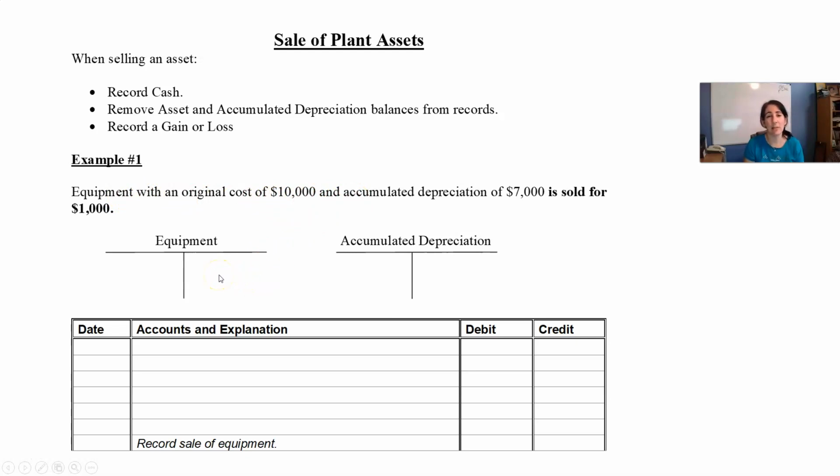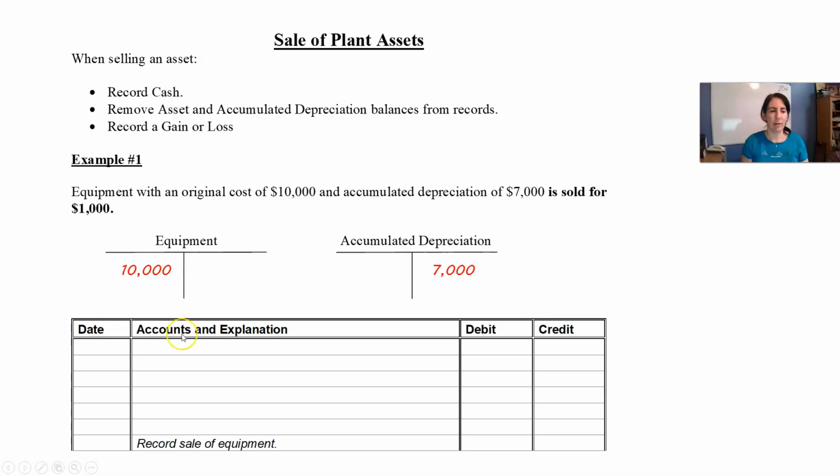I like these T accounts because they help, and you'll see. You've got $10,000 equipment, you've got $7,000 in accumulated depreciation. So what is this thing worth to me right now? It's really worth $3,000 to me, right? 10 minus the 7, 3,000. That's my book value, and I'm selling it for 1. So what do you think I'm going to have here? I'm going to wind up with a $2,000 loss, right? If it's worth $3,000 to me and I'm only selling it for 1, that's a $2,000 loss. Let's see how that looks.